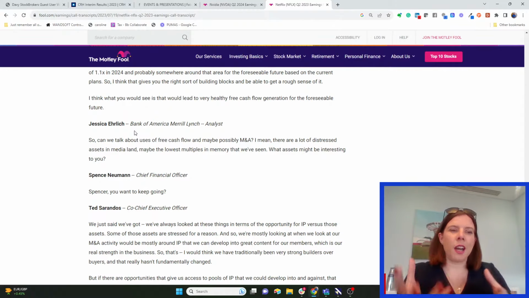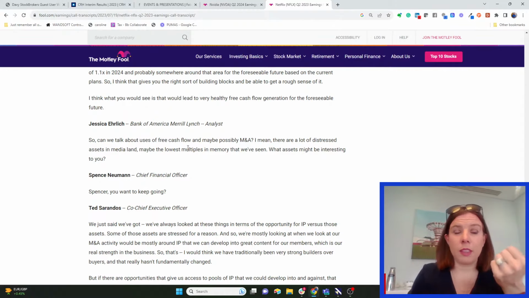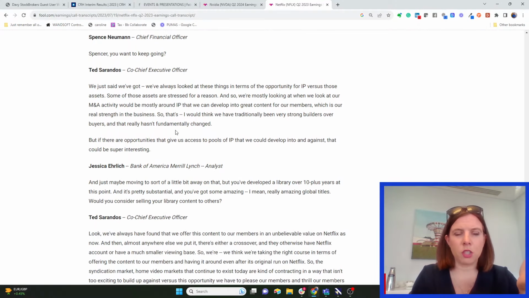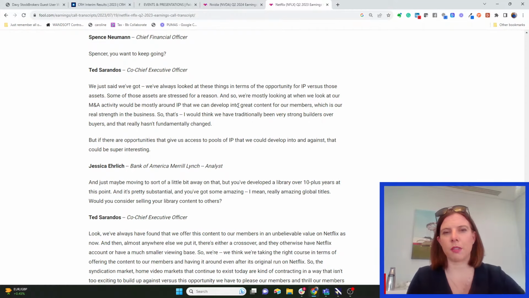But as you can see here now, they're talking about the great free cash flow and possible M&A, and what assets might be interesting. So as you can see here, he just said we've always looked at these things in terms of the opportunity for IP, property, versus those assets. Some of those assets are stressed for a reason, and so we're mostly looking at them. Our M&A activity would be around IP that we can develop into great content for our members.